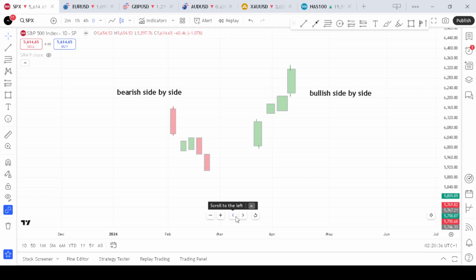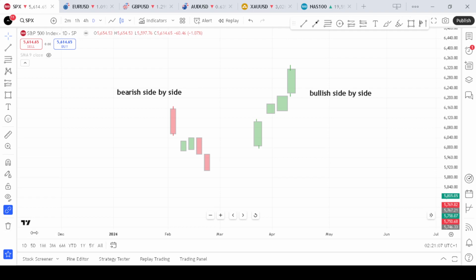And in today's video, we are going to be talking about the lesser known yet powerful candlestick pattern that can significantly enhance your trading strategy, the side-by-side candlestick pattern. This formation is often overlooked but can provide valuable insights into the market trends, helping you identify potential continuations in both bullish and bearish markets.